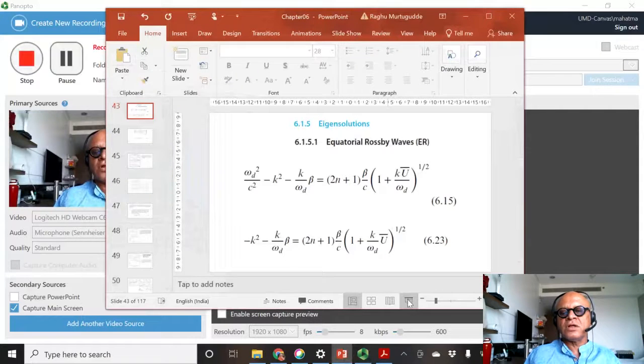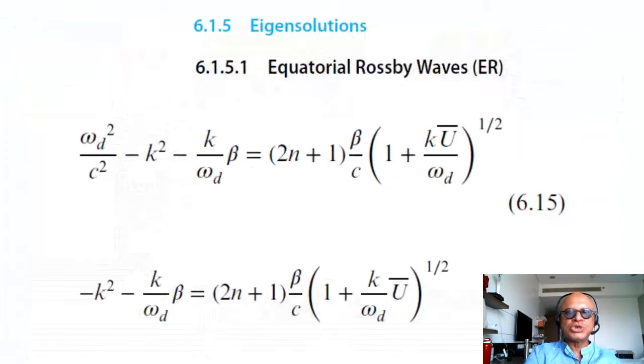Let's start looking at specific eigensolutions. Start with the equatorial Rossby waves. Looking at the general dispersion relation we plotted just now, remembering Rossby waves are low frequency waves of all, so we can look for asymptotic solutions.